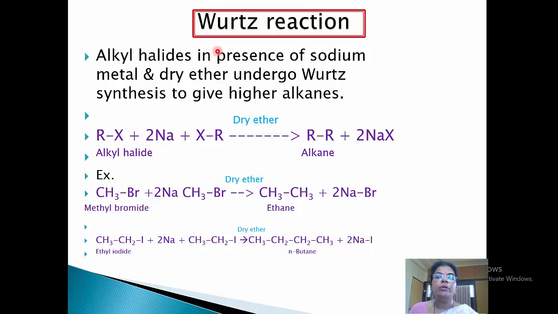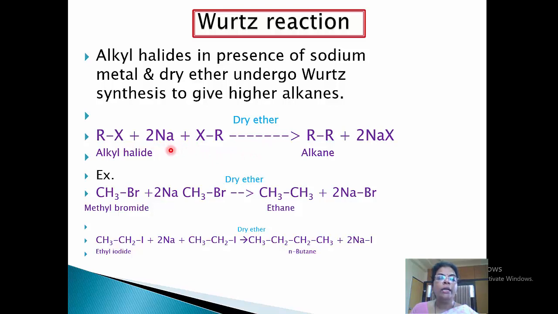Next reaction we are going to see is Wurtz reaction. This Wurtz reaction we have seen last year in the preparation of alkanes. Alkyl halides in presence of sodium metal and dry ether undergo Wurtz synthesis to give higher alkanes. Now we are familiar with this reaction: when this alkyl halide, that is RX, is treated with sodium metal in presence of dry ether, then removal of NaX takes place.